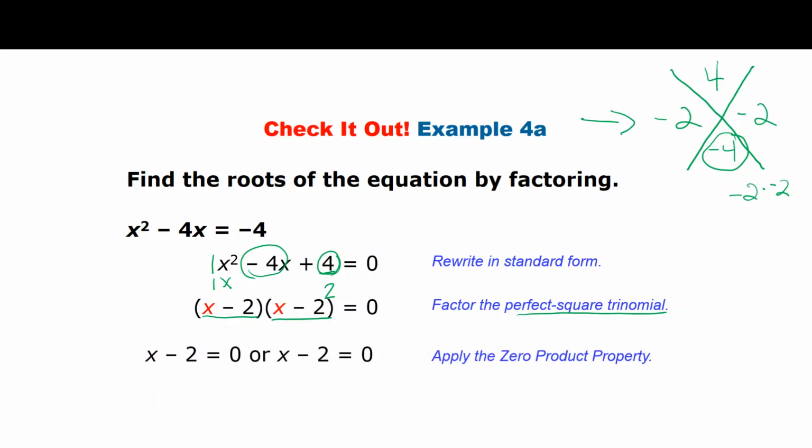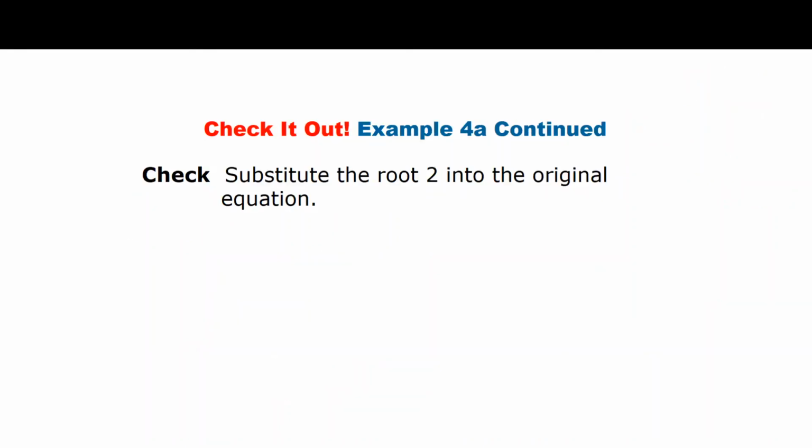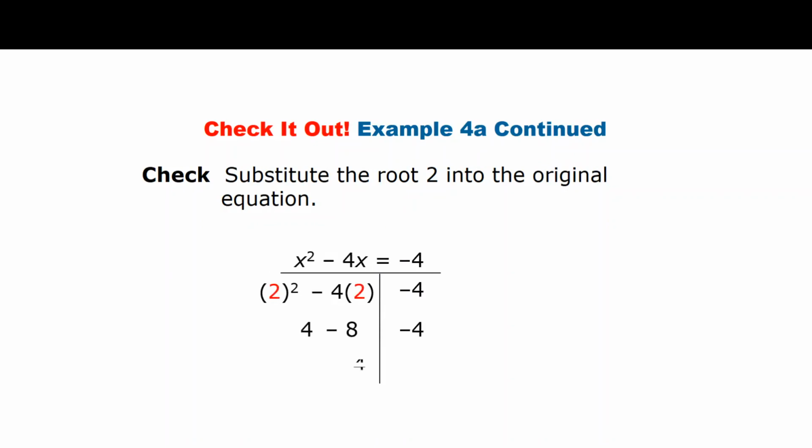All right, again, we're going to apply the zero product property. We get x minus 2 equals 0, or x minus 2 equals 0. Solve each equation, tells us that x equals 2. And then, of course, you can substitute 2 into the original equation to check it. And sure enough, when you do that, you find out that negative 4 does indeed equal negative 4. So that's a true statement.